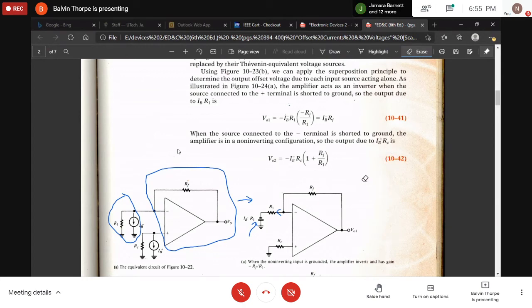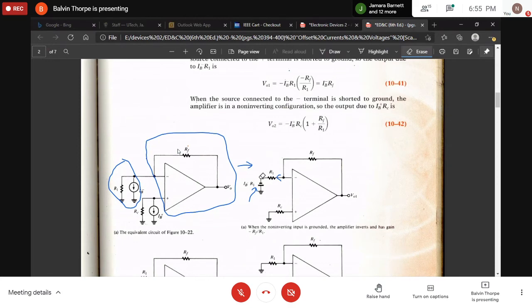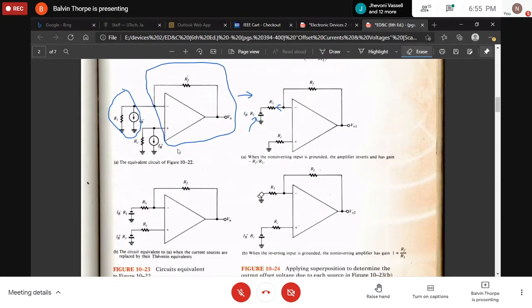And similarly, ladies and gentlemen, when we ground R1 and apply the input on the other side, we want to see what the output voltage is going to be due to this. This is our input voltage, and the output is going to be the input voltage times the gain of the amplifier. But if this is grounded and this is where we apply our input, this network is going to be a non-inverting amplifier.